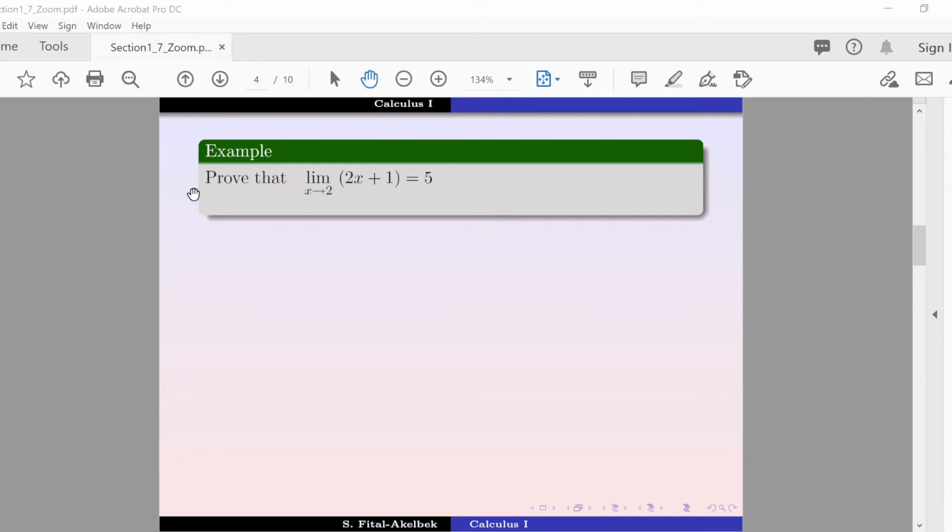We have a question. So prove that the limit as x goes to 2 of 2x plus 5 is equal to 9.